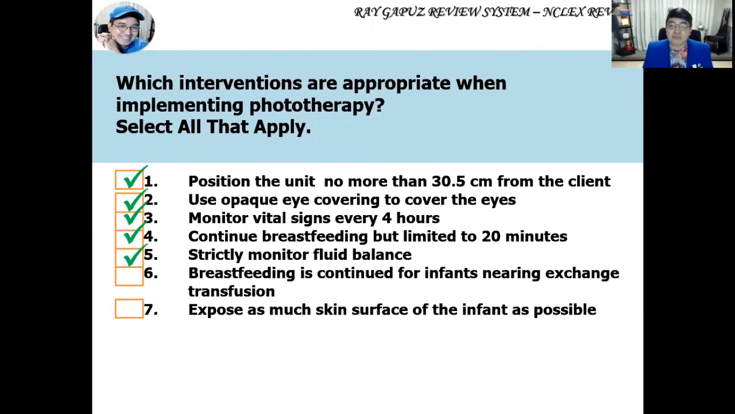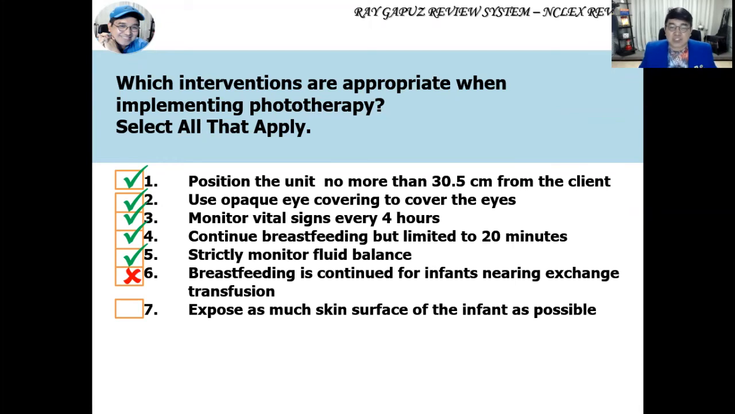Breastfeeding is continued for infants nearing exchange transfusion. Now, for infants who are being prepared for exchange transfusion, it's very important that they remain in the phototherapy treatment continuously. So this is an X. We do not bring the baby out for breastfeeding anymore.